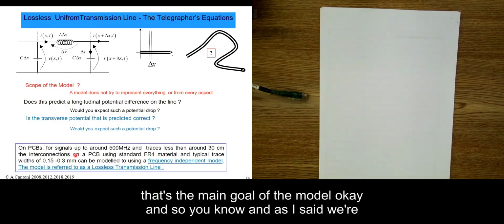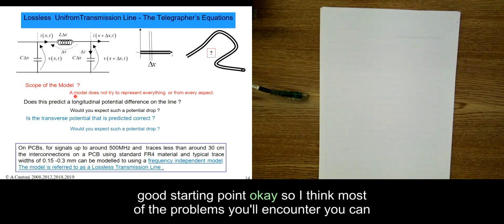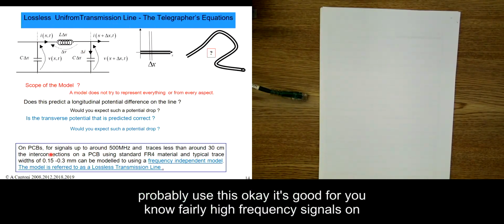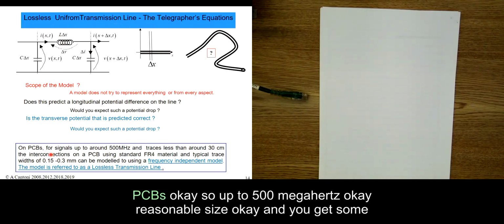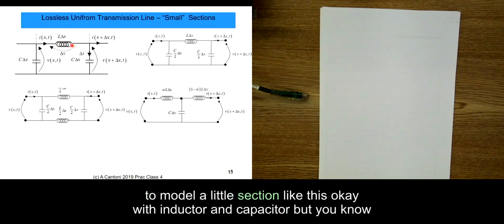As I said, we're dealing with this lossless uniform transmission line, and generally it's a good starting point. For most of the problems you'll encounter, you can probably use this. It's good for fairly high frequency signals on PCBs, up to 500 megahertz in reasonable size, and you can get some good results on it. Remember, we're just going to model a little section like this with an inductor and a capacitor.